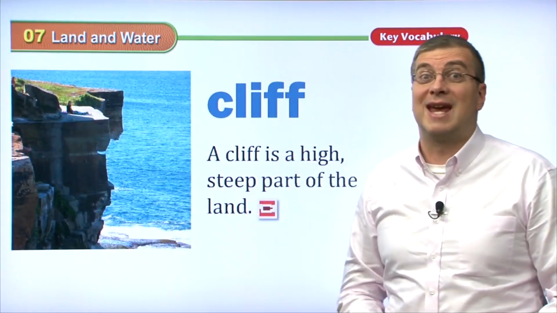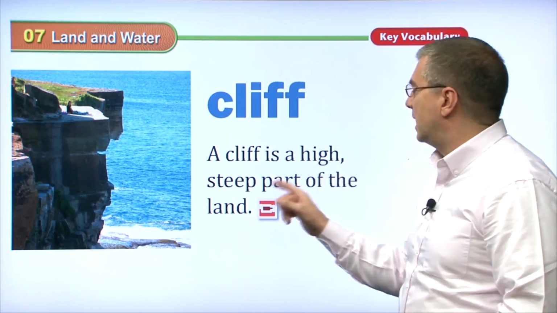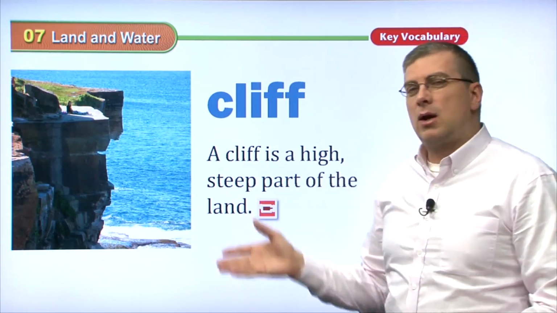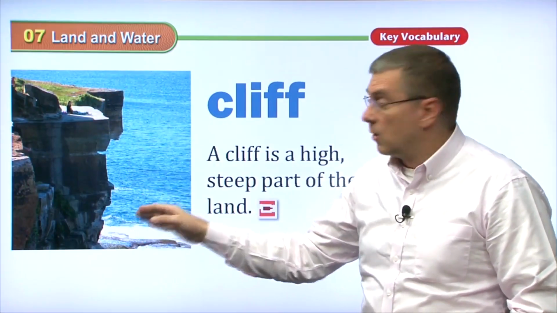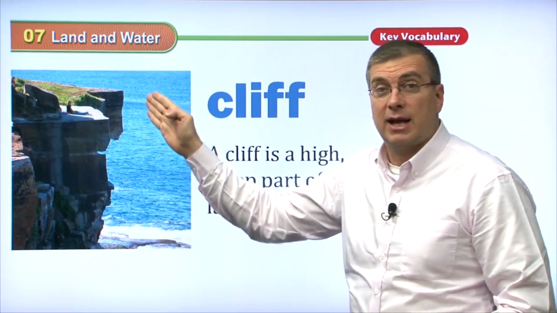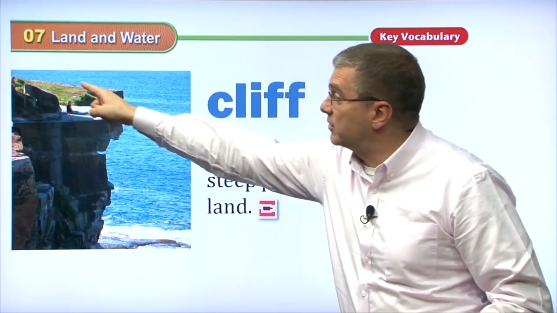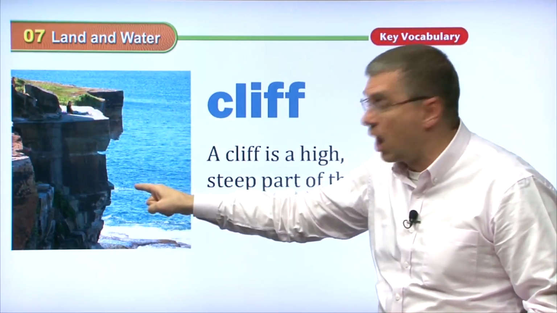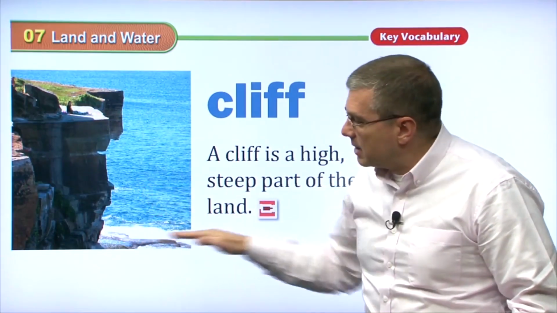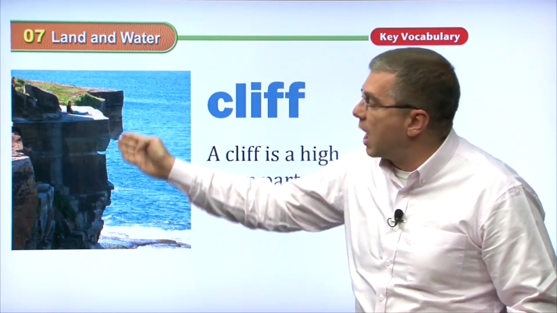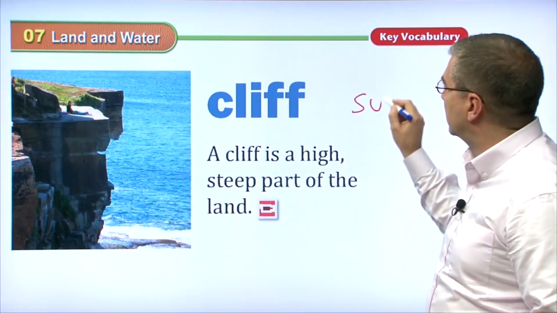A cliff. Now, a cliff can be dangerous. Be careful, right? Here it says, a cliff is a high, steep part of the land. We can also say a cliff is a sudden drop or a sudden rise in the land. It depends on where you're coming from. If you're coming from this direction, the cliff is a sudden drop, right? So be careful, right? But if you're coming from this way, then the cliff is a sudden rise in the land.